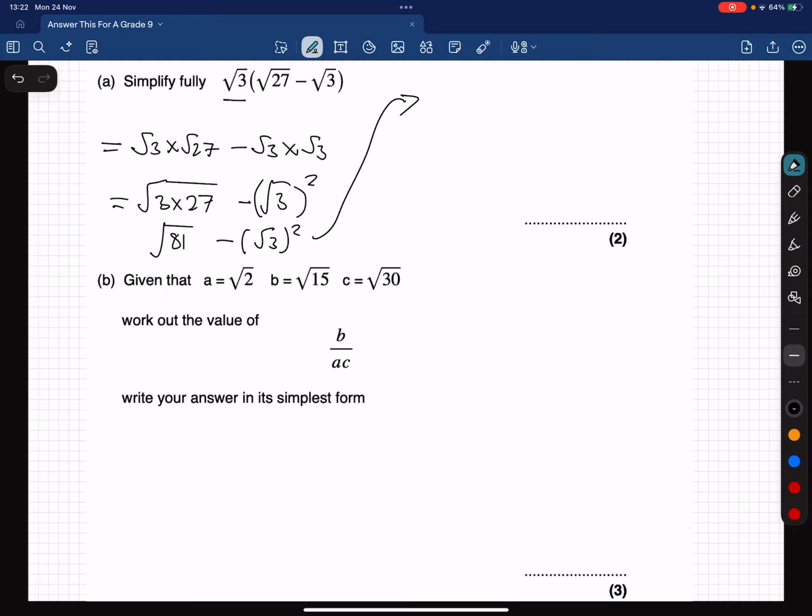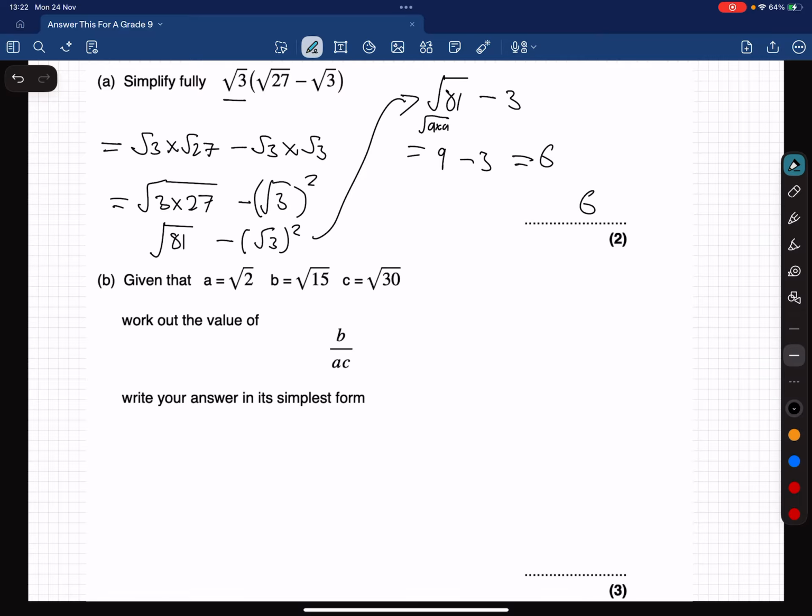So let's bring the step over here. So we have root 81 minus root 3 squared. Root 3 squared is 3. Root 81 is equal to 9 times 9, which is 9 squared. The square root of 9 squared is 9, and 9 minus 3 is equal to 6. So first answer is 6.